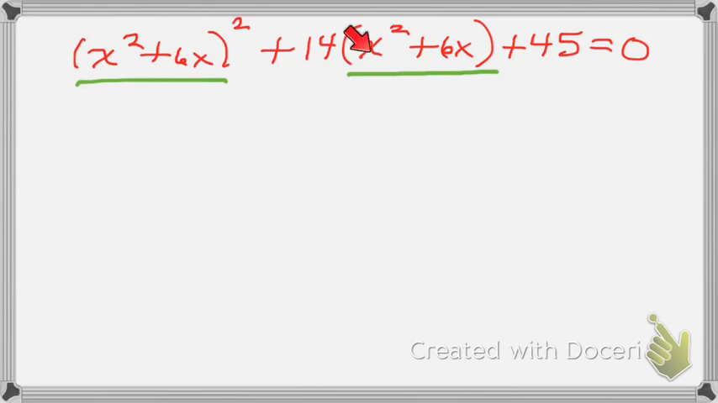Right, and so u will always be what's after the coefficient of the middle term. Okay? So u is going to be x squared plus 6x.